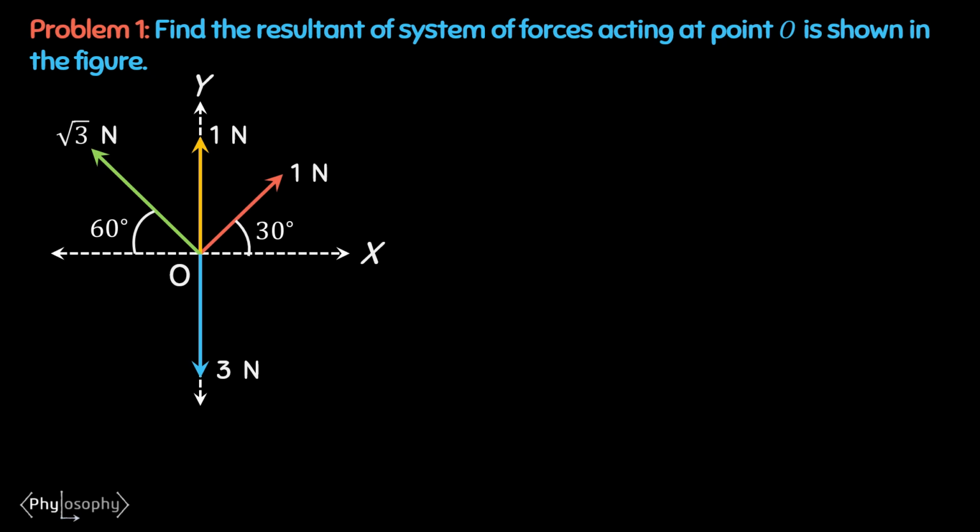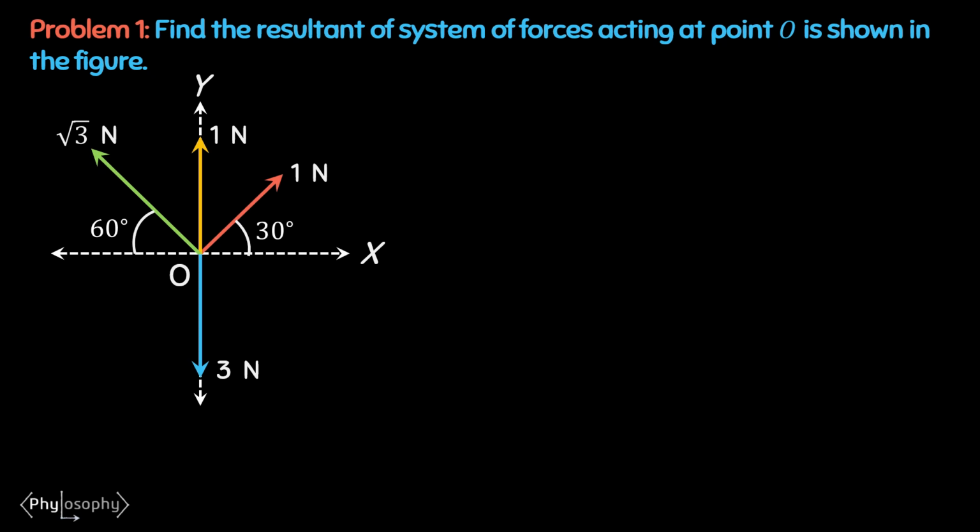It is given that the first 1 Newton force, indicated by the red arrow, is making an angle of 30 degrees with the positive x-axis. Another 1 Newton force is parallel to the y-axis. The force √3 Newton is making an angle of 60 degrees with the negative x-axis, and the fourth force, 3 Newton, is parallel to the negative y-axis. To solve this type of problem, first find the angles each force makes with the positive x-axis.